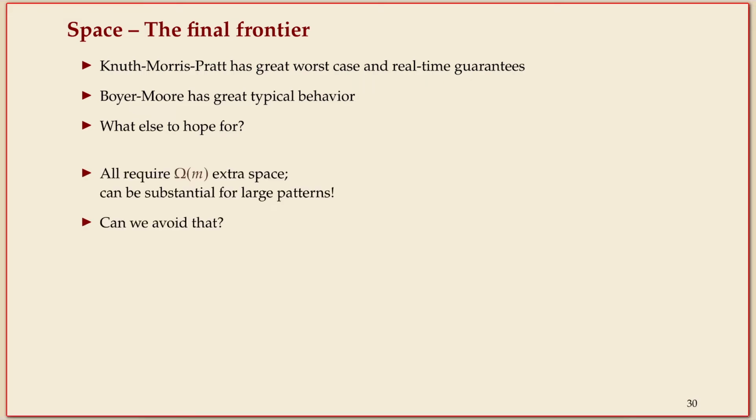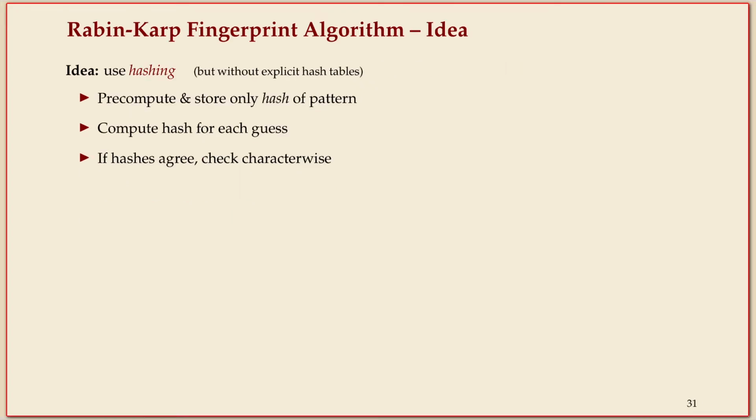So what could we improve? The question is, can we somehow, apart from storing the pattern and the text, which we need, get away with even less space? The answer is yes. And it's a neat idea that we haven't really touched on in this module, but I think it's worth knowing for any computer scientist. That's the idea of hashing.